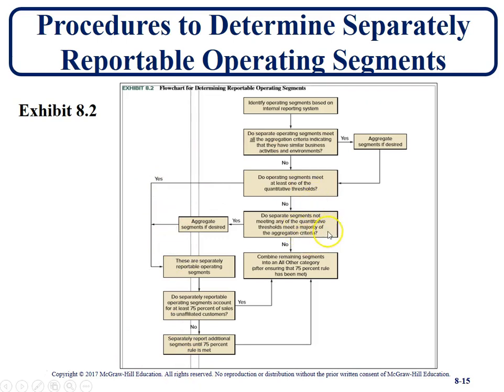If they don't, do the separate segments meet any of the quantitative thresholds, meet a majority of the aggregate criteria? If that's not true, then we have to ensure that the 75% rule has been met. If they do, we're going to report those segments separately, and we have to make sure that 75% of sales has been met, and we report any of those segments separately. So this is just a flow chart of what we just went through.